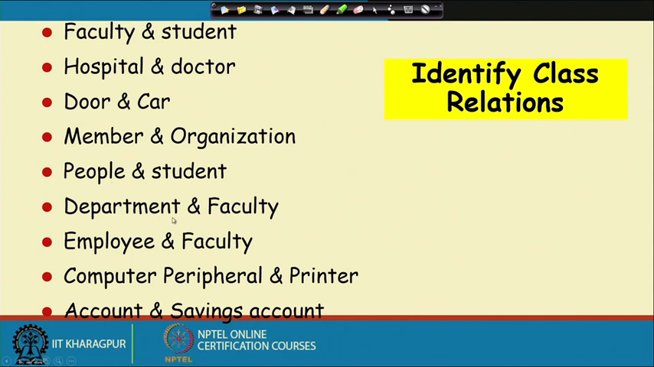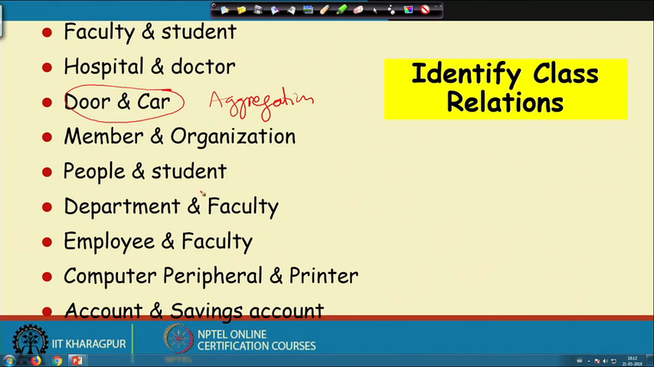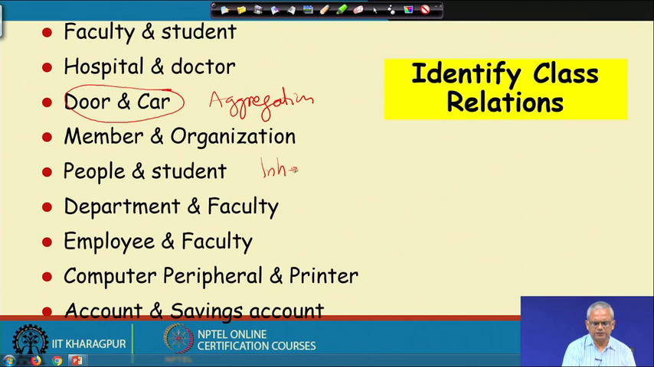People and student. So, this is an inheritance relationship; these were association relations. This is an aggregation relationship. A car has 4 doors, this is aggregation. These are all association relations. People and student, this is an inheritance relation. A student is a special type of people.